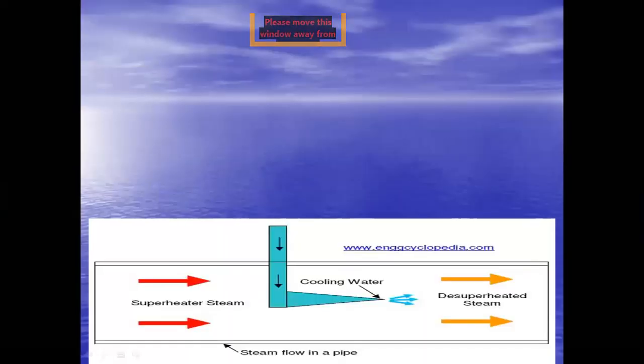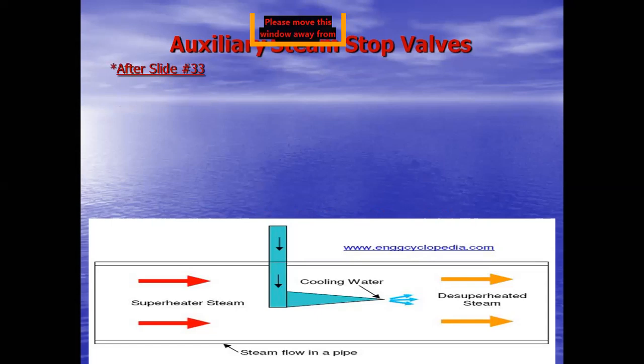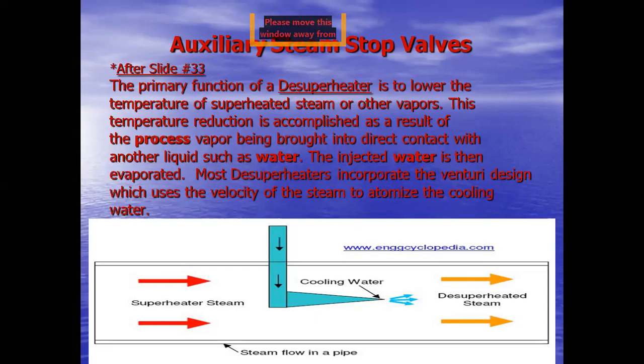A de-superheater is basically this. Superheated steam is obviously at a very high temperature, and sometimes you're maybe producing superheated steam more than your actual requirement, and you want to de-superheat the steam and put it back in the steam drum of your boiler. So what you do is you basically create a Venturi effect, and in that Venturi, where the Venturi effect is there, you spray some cooling water, and that cools the superheated steam down to de-superheated steam.